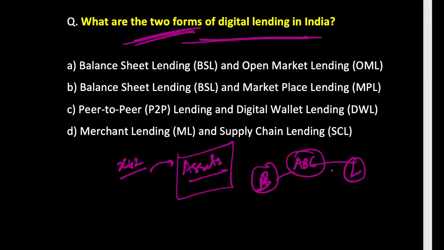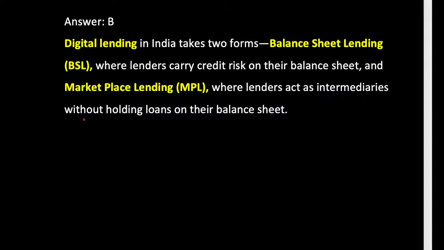Okay, so that is called marketplace lending. So this is called balance sheet lending and this is called marketplace lending. So that means option B will be the right answer for this particular question. Not A, B, guys. Option B will be the right answer for this one. Okay, why is everyone saying A?